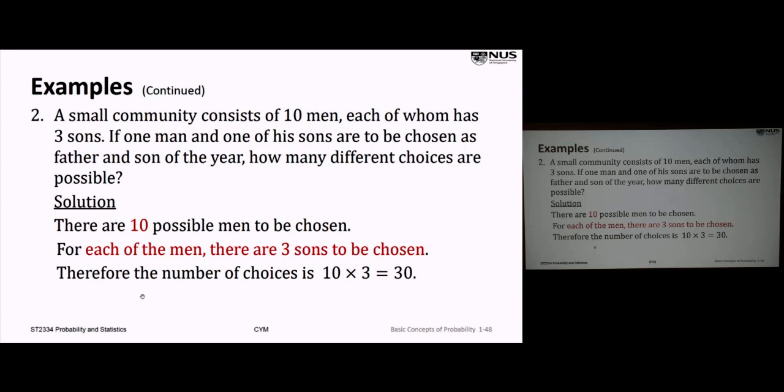Okay, so the first thing you have here is you're going to choose a father at some stage. So let's start with the father. So the father could be one of 10 possible fathers. So there's 10 possible fathers, and for every possible father, there's 3 sons. So that's 10 times 3 possible outcomes, 30 outcomes.